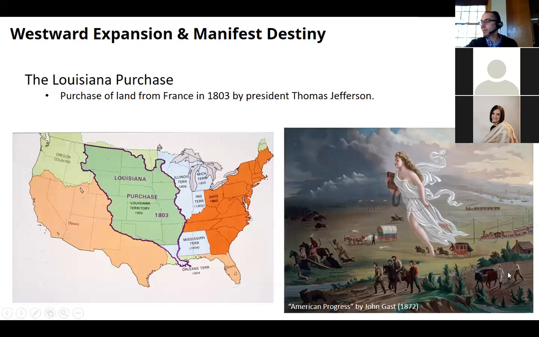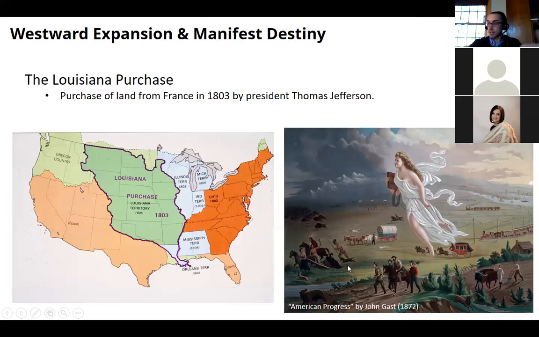You see a log cabin. You see farmers. Okay, so this is the American frontier moving westward. Throughout the 1800s, all this land would become states, one by one by one. They become territories and then become states.